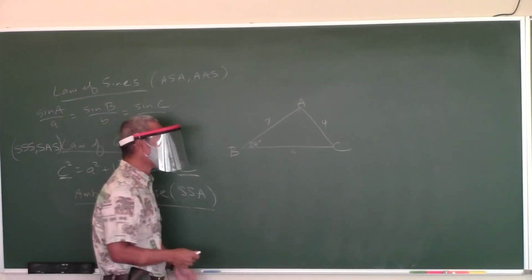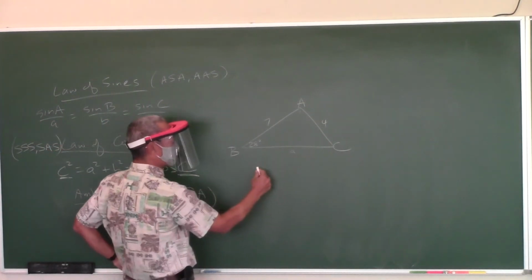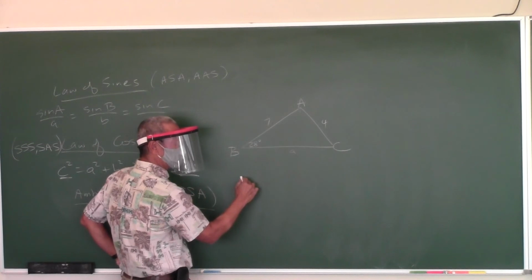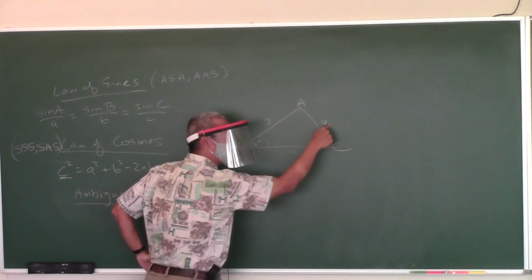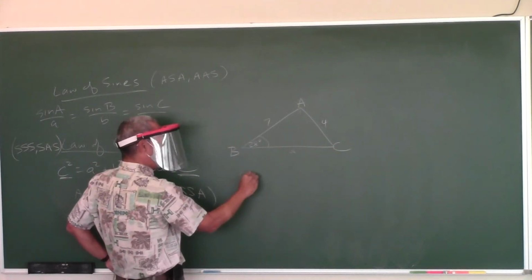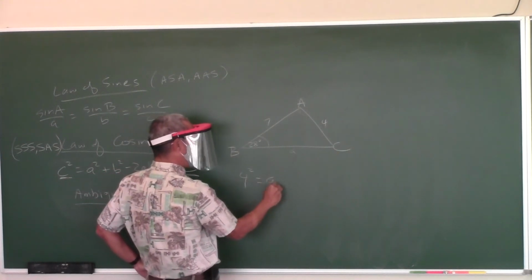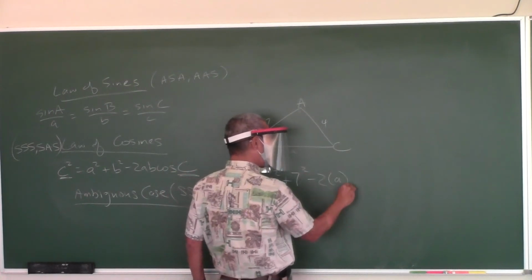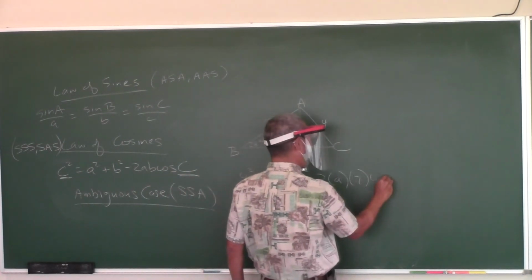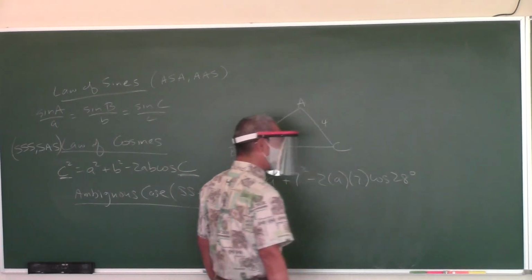That's the easiest thing. If I'm going to use the law of cosines, what do I start with? This is the only angle I know, so you start with the side opposite from it. 4 squared is equal to a squared plus 7 squared minus 2a7 cosine of 28 degrees.